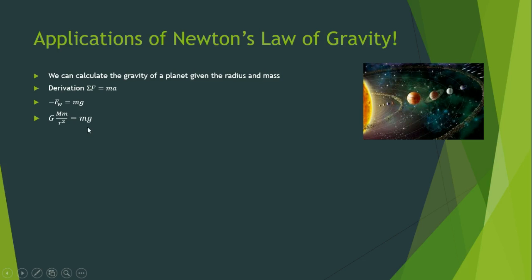And so all we do is just cancel out these two little m's here, and therefore you get g equals GM over r squared. And it's important that you see here that the gravity on something, on a planet, is not affected by the mass of the smaller object. It's only affected by the mass of the planet.